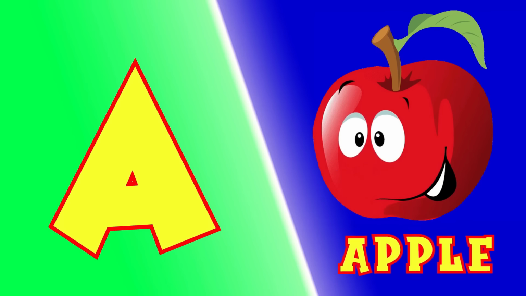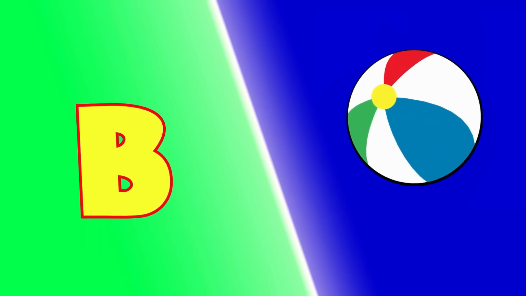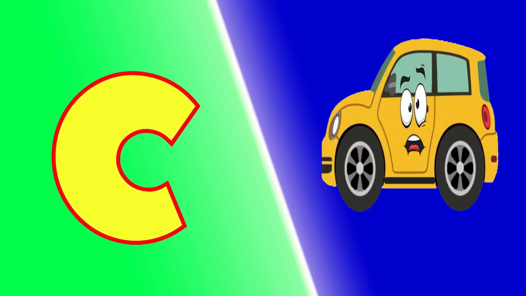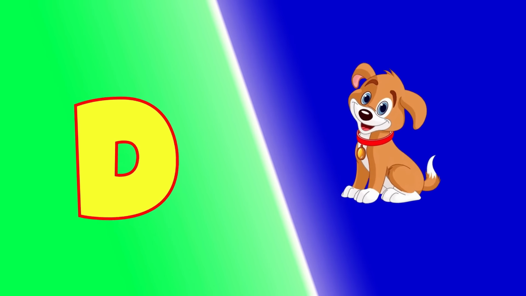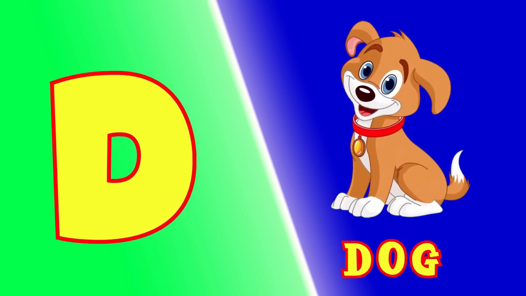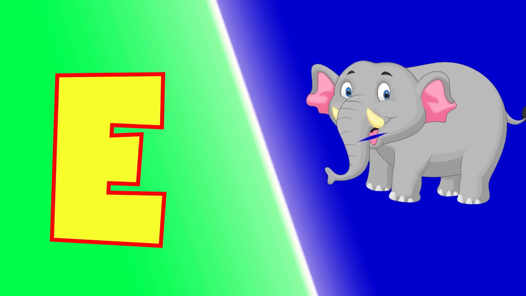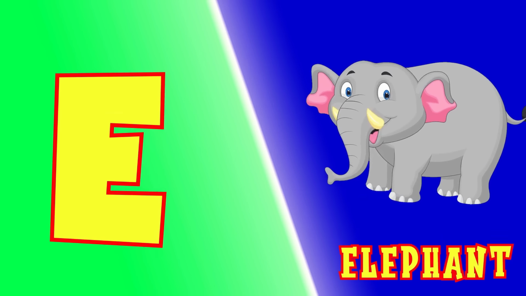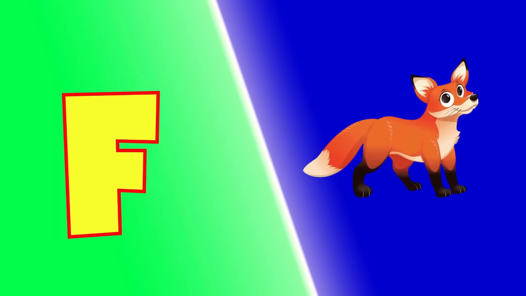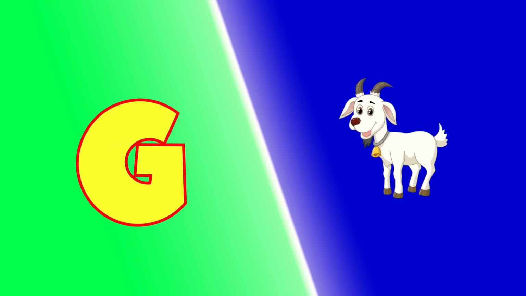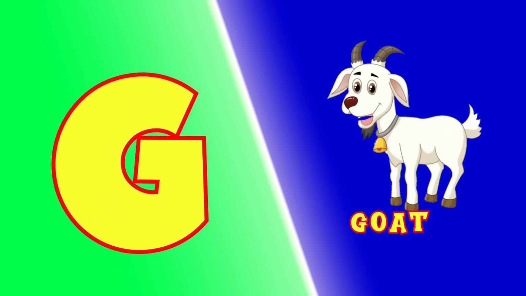A for apple. B for ball. C for car. D for dog. E for elephant. F for fox. G for cat.